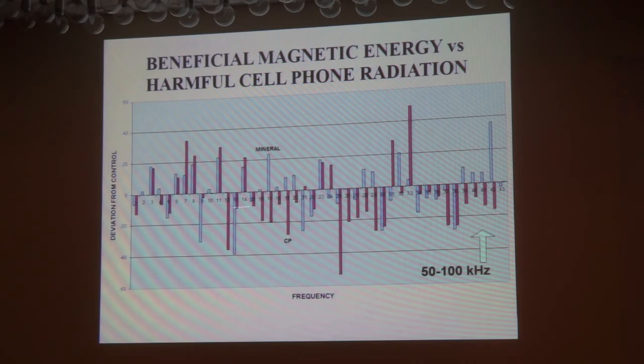Okay, well you can see that this is a function of frequency. At the lower frequencies, sometimes you get an increase and sometimes you get a decrease. Here's a nice decrease. Sometimes you get both. But if you look in this particular region, the beneficial mineral only increases conductivity, and the cell phone radiation only inhibits conductivity. So this is apparently the region where all the interesting reproducible phenomena are occurring.